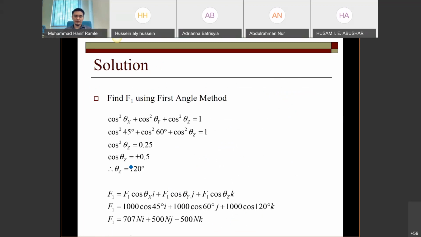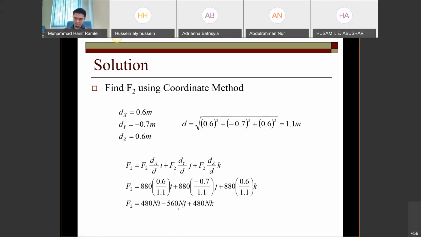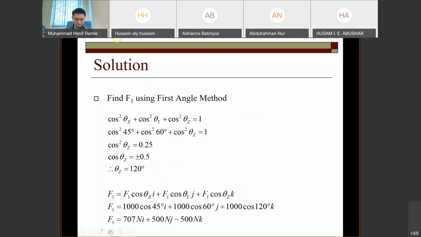So you got the theta Z 120 degree. Substitute the value of theta X, theta Y, theta Z, and F1 into the equation. You will get the final answer of the F1 in terms of IGK form. Okay, make sure of this.